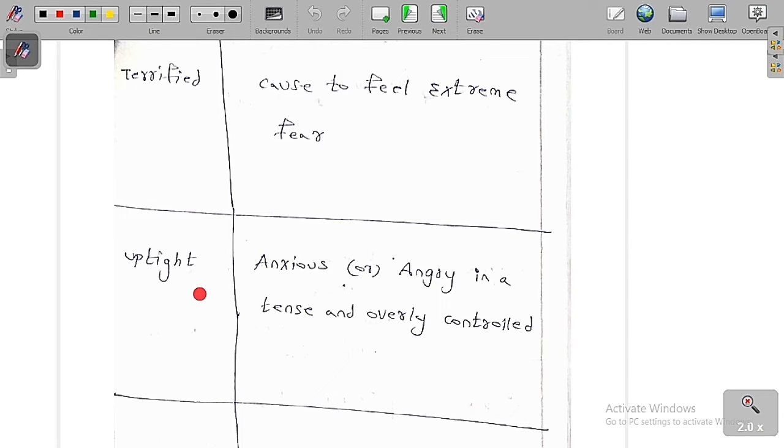And uptight. Uptight means anxious or angry in a tense and overly controlled way. See, uptight means you are very angry. Indignant and uptight both mean the same, which is very angry. If something bad happened to you, you are very angry about it. That is called uptight. Therefore, indignant and uptight have the same meaning, so they are synonyms. Uptight means anxious or angry in a tense and overly controlled way, so you are very anxious or very angry about something.